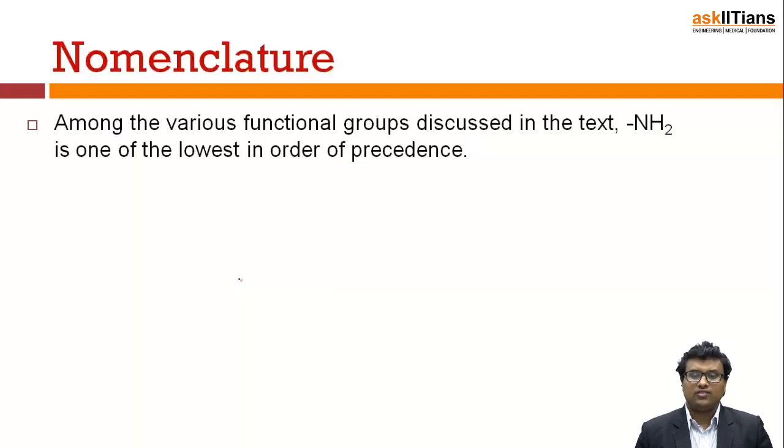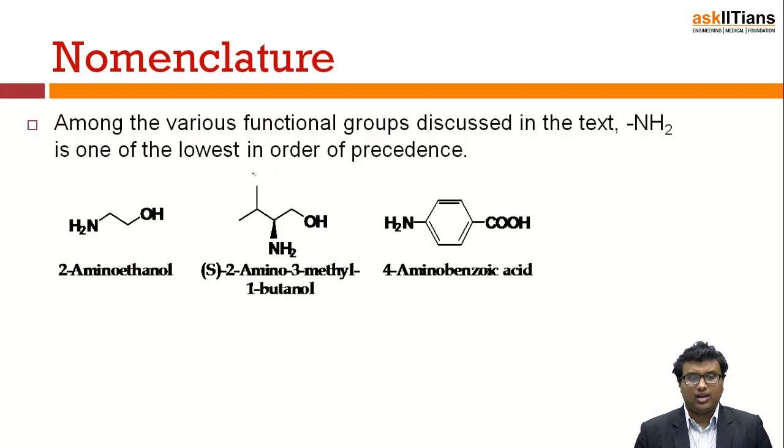So among the various functional groups discussed in the text, NH2 is one of the lowest in the order of precedence. That means now you have two functional groups here, and the important thing you have to understand is that your NH2 is one of the lowest preference. That means your numbering starts from here. Since it is the lowest preference, it is considered as a substituent. That means it will be 2-aminoethanol. Why is it ethanol? Because your alcohol group is given the first preference.